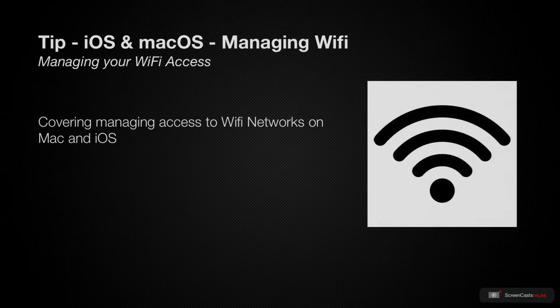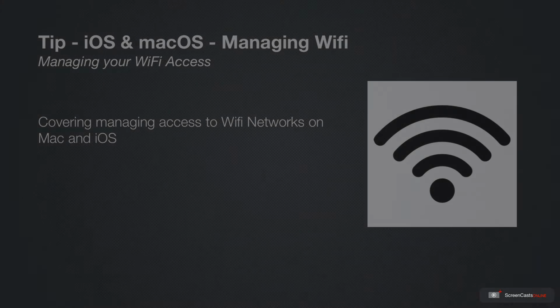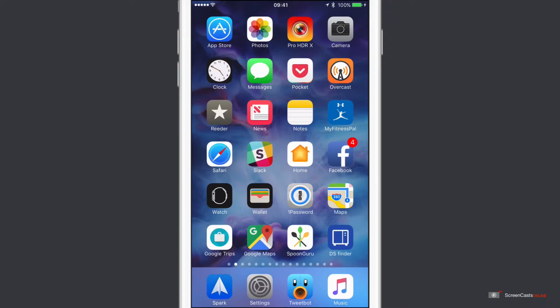In this tip I'll be covering managing access to Wi-Fi networks on both the Mac and iOS. Now, to demonstrate this, I'm actually going to use my personal iPhone, and here in the ScreenCastsOnline studio I have two separate access points to the internet, just for backup really. If one goes down I can access the internet using a separate hub.